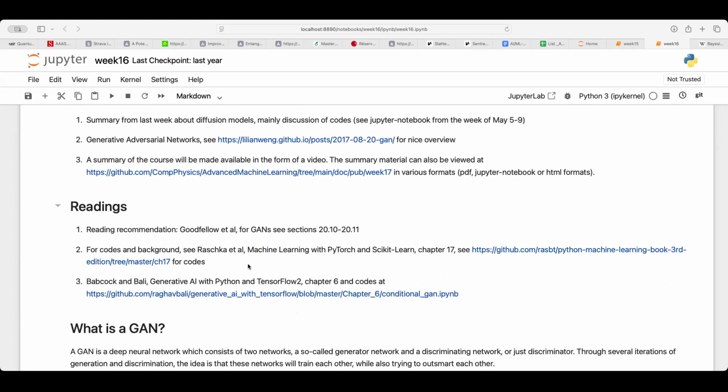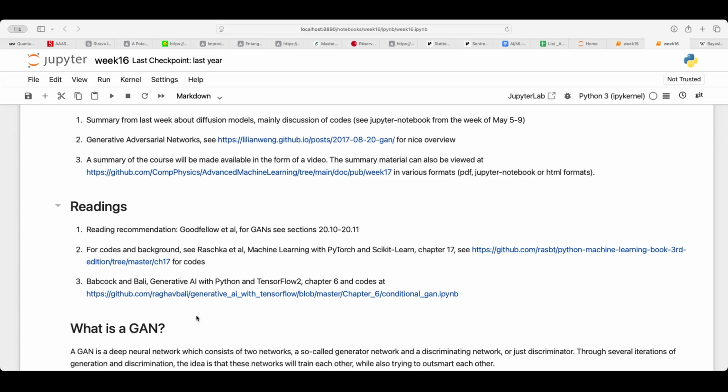There are some reading recommendations, and the codes which you will find here are actually codes for the GANs, which are taken from Raschka's textbook. Many of you have been using that one in connection with FYS-STK4155. And in chapter 17, there is a pretty detailed description of those codes.